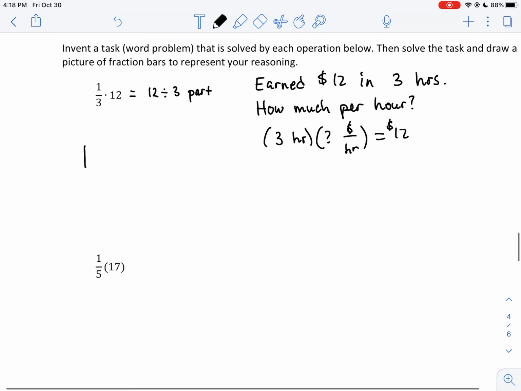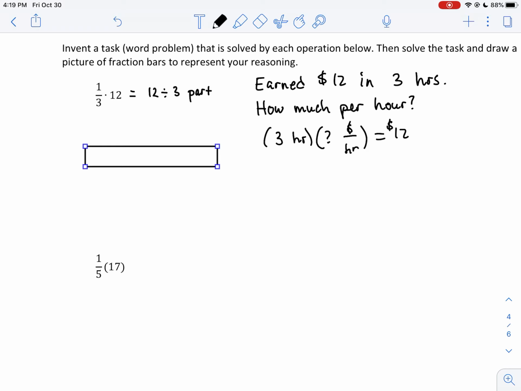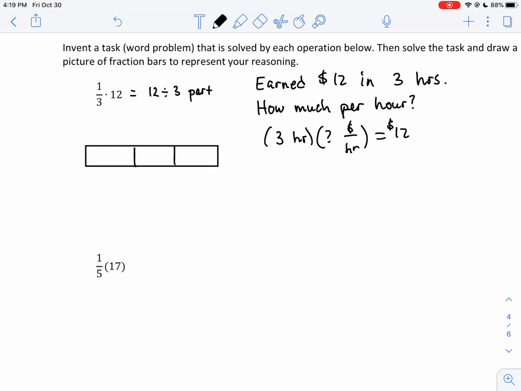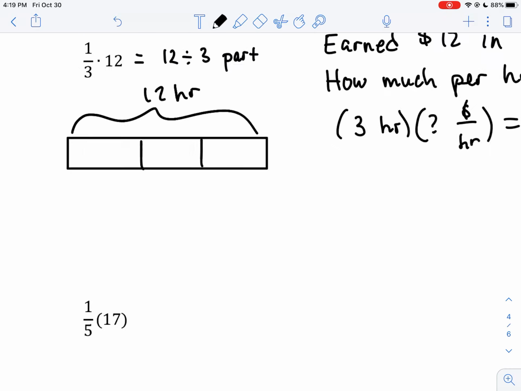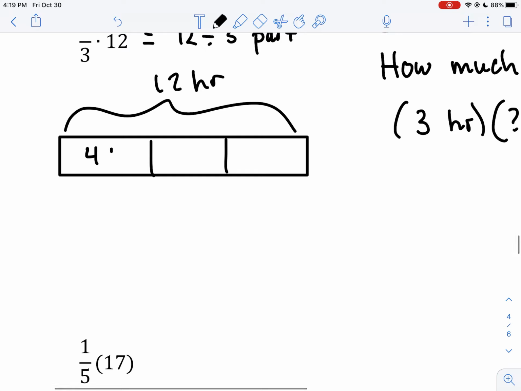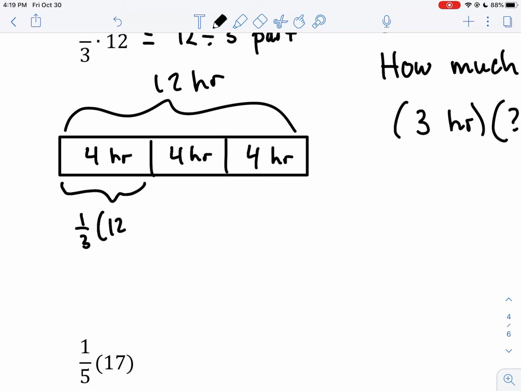And visually, though, we could take a fraction bar that stands for 12. So we'll say we have 12 hours here, and we're breaking this into 3 parts. So 1/3 of 12 is the number of hours in one of those parts. All right, so we would have 4 hours here, 4 hours here, and 4 hours here, so the total is 12 hours. And right here is the result of doing 1/3 of 12 hours. And that gives me a total of 4 hours.